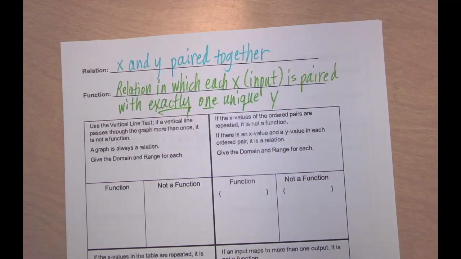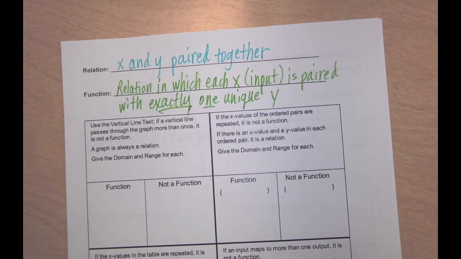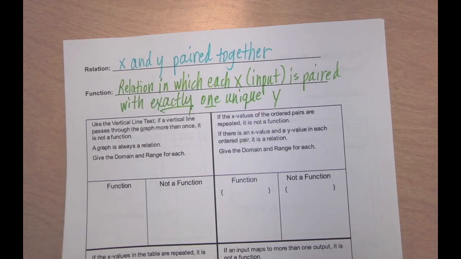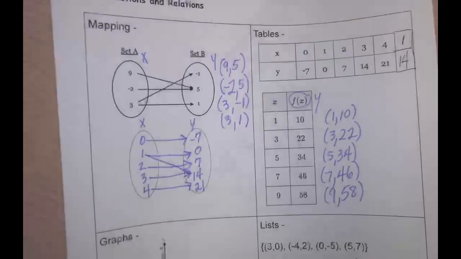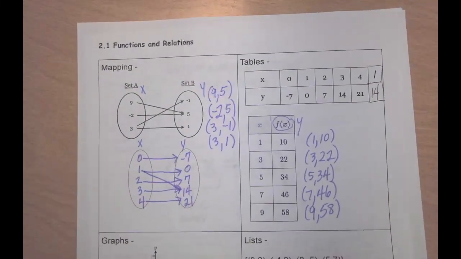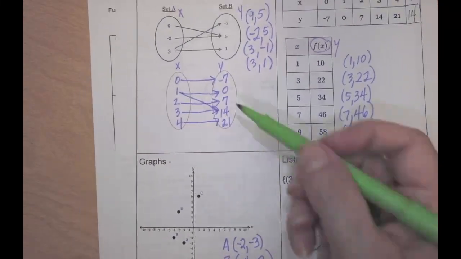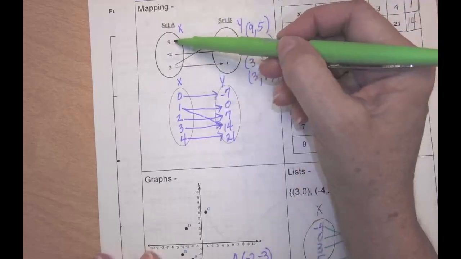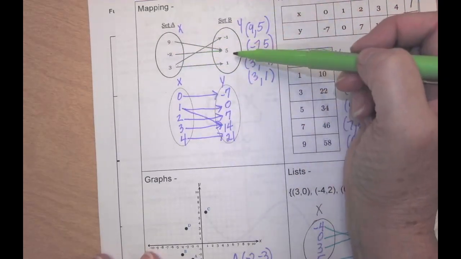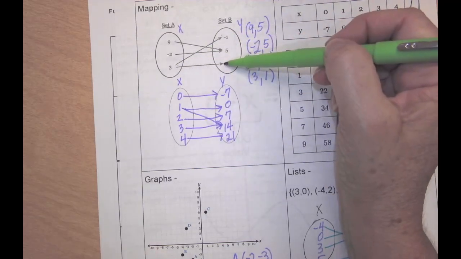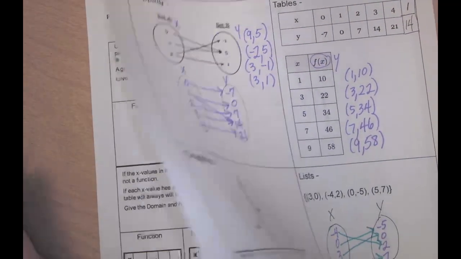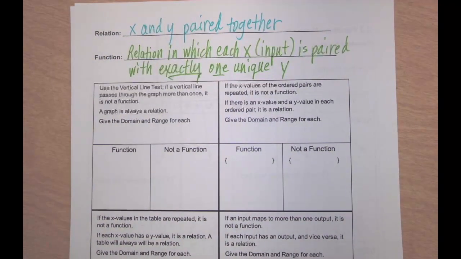Each X is paired with exactly one unique Y. So if you look back at what we just did, do you see how this X had only one Y, this X had only one Y, but this X was paired with two different Y's? It's not a function. So the way to tell whether something's a function is, does every X have one and only one Y it can be paired with?